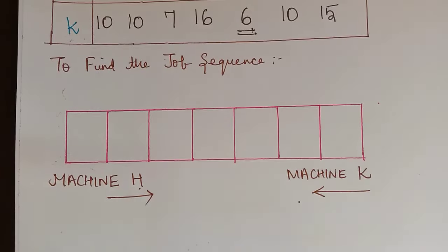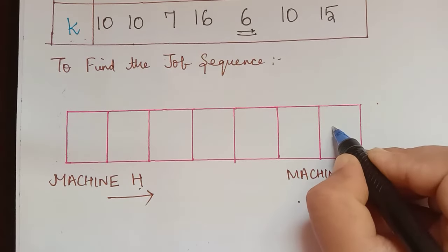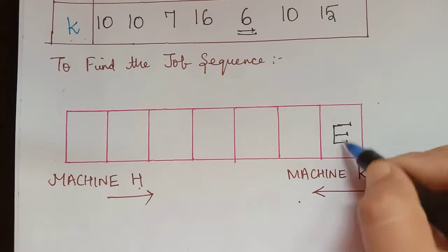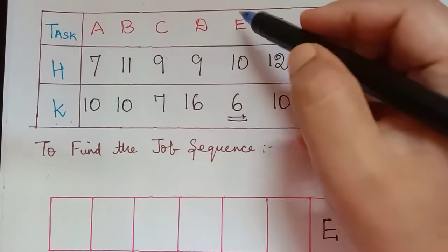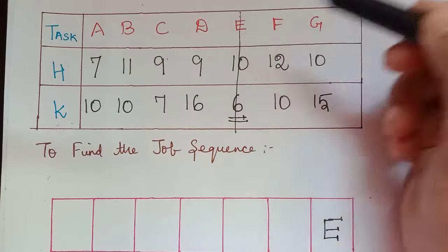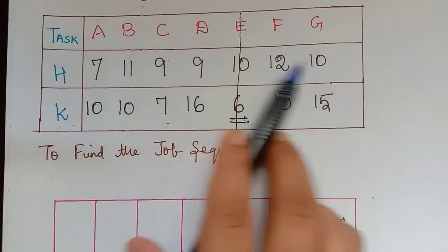So where do we have mission K? It is over here. So for mission K, the first job that we have to write here is E. Okay. So we are done with the job E under K. So after finishing that job, we have to just strike this. Okay. Next, we have to look out for the least element out of all the remaining processing time.